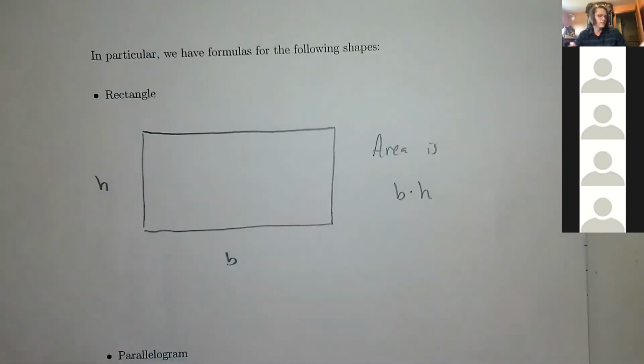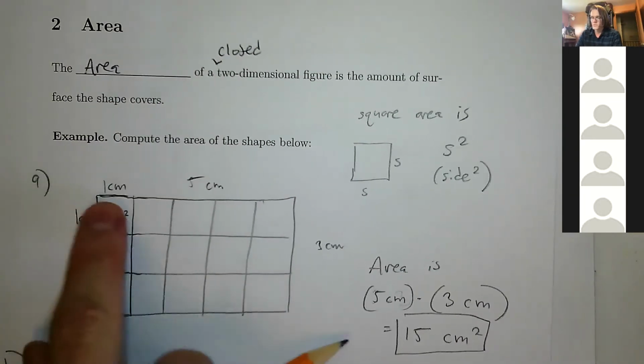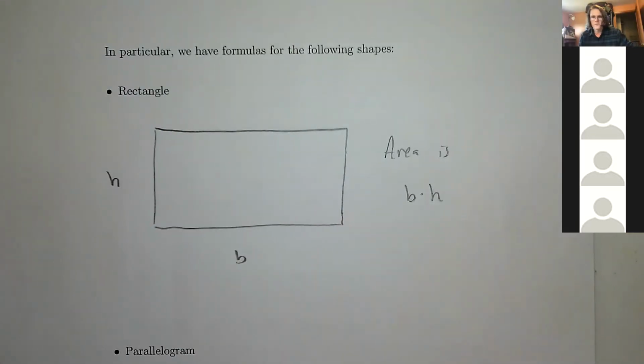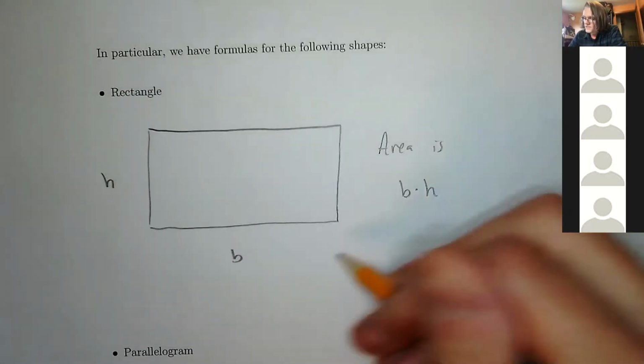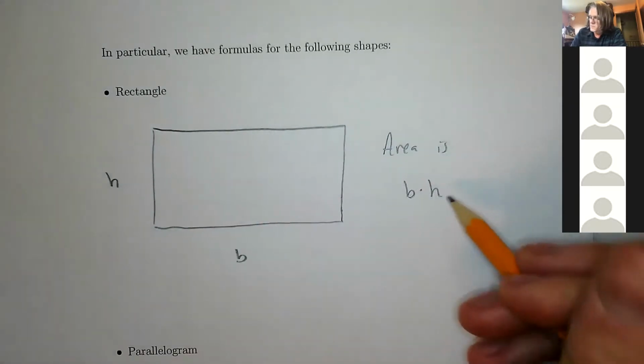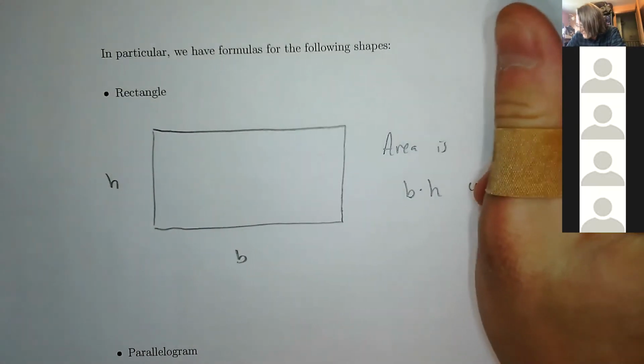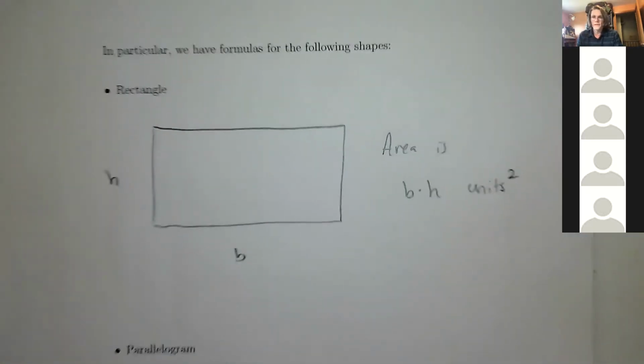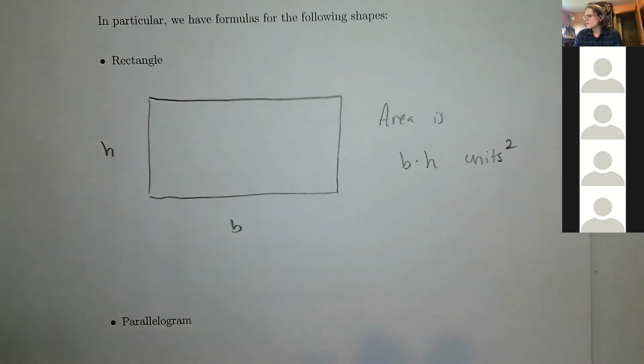And the reasoning behind it is exactly the same as in this example here. You're just multiplying the blocks and you get exactly what the area is. And then the units follow. I didn't put units here, so it would be units squared, depending what the units of B and H are. Right? A parallelogram is more interesting.